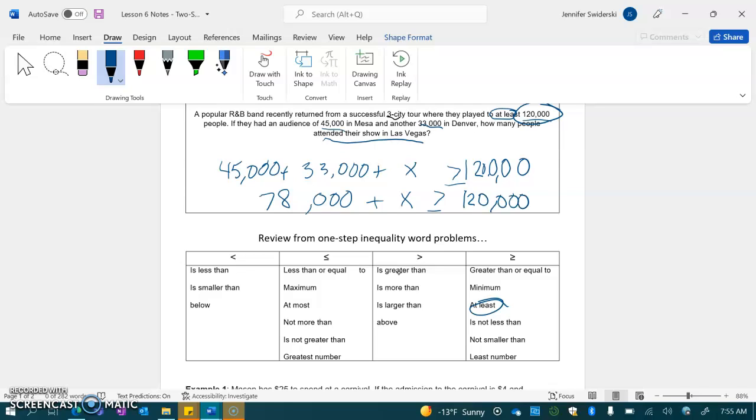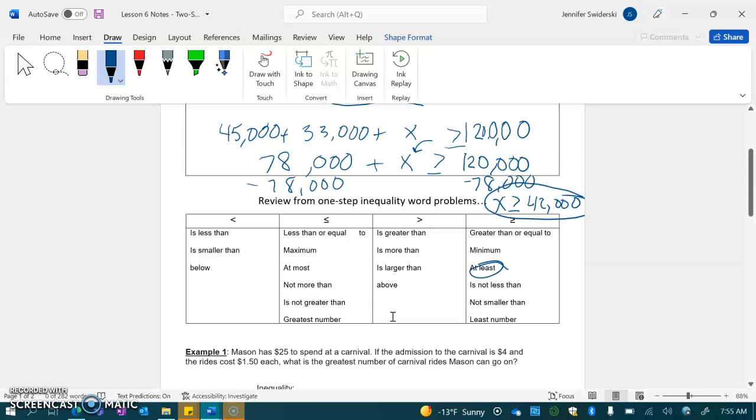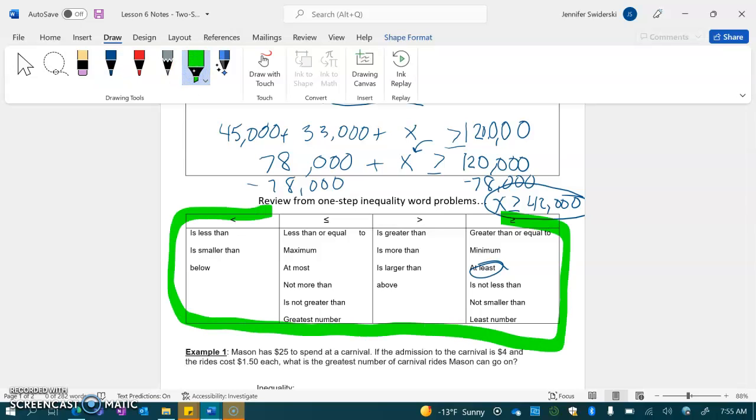To get x by itself, to figure out how many people were at that concert, we're going to subtract 78,000 on both sides. I know x has to be greater than or equal to 42,000 people at that concert. So there were at least 42,000 people in Las Vegas. So again, for a review from one-step inequality word problems, you're going to want to know all of these words and what they're associated with for our word problems.